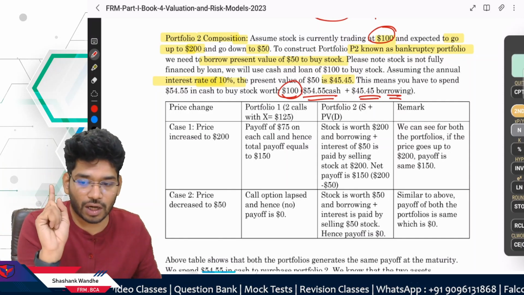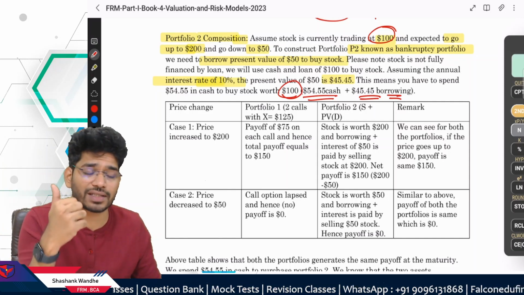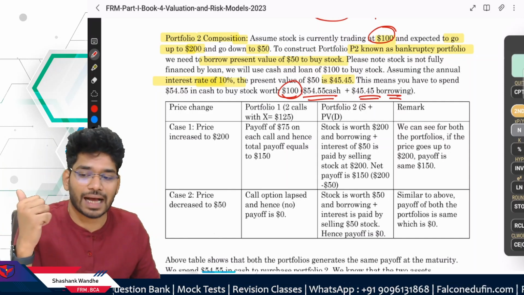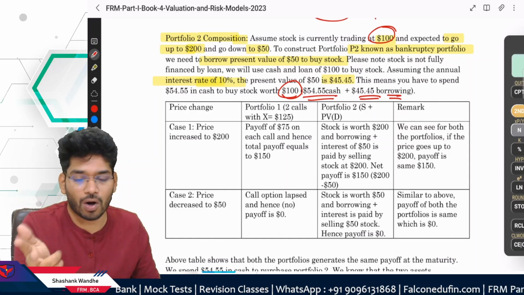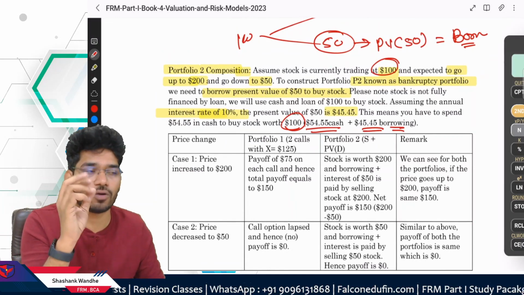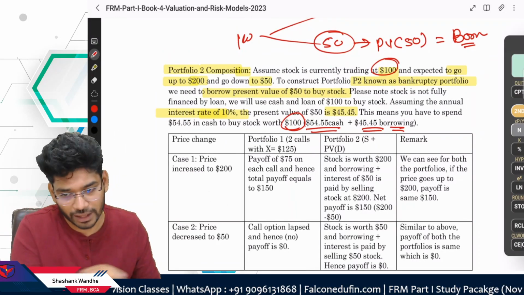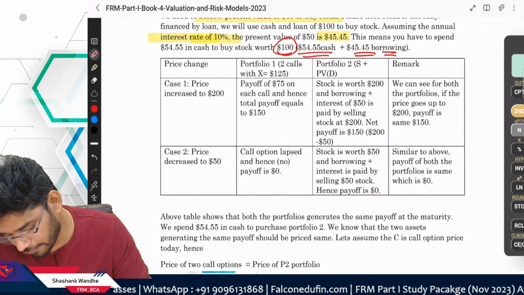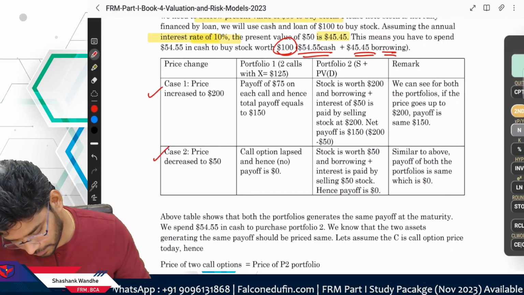Now you can use this $100 to buy one stock. Now you have portfolio 2, which is known as the bankruptcy free portfolio, as one stock and borrowing, where the borrowing's value is equal to the present value of the underlying downward movement. Okay, now here we have the two scenarios.